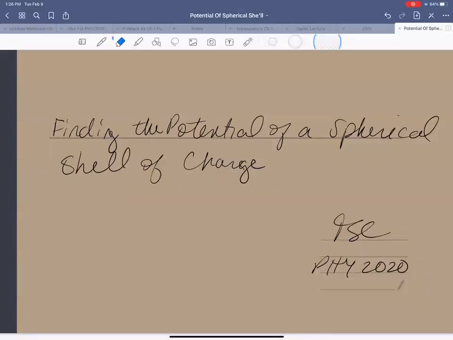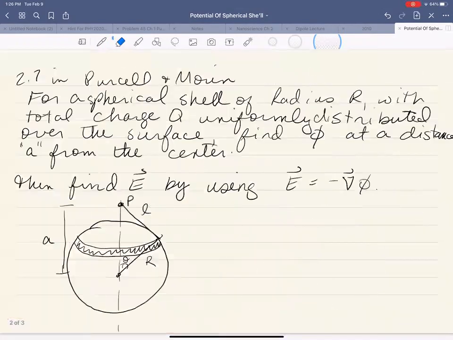Hi, everybody. So today what I'd like to do is take you through an example problem where we're finding the potential of a spherical shell of charge, and then we're using that potential to find the electric field of that spherical shell of charge. So this is from problem 2.7 in Purcell and Morin.